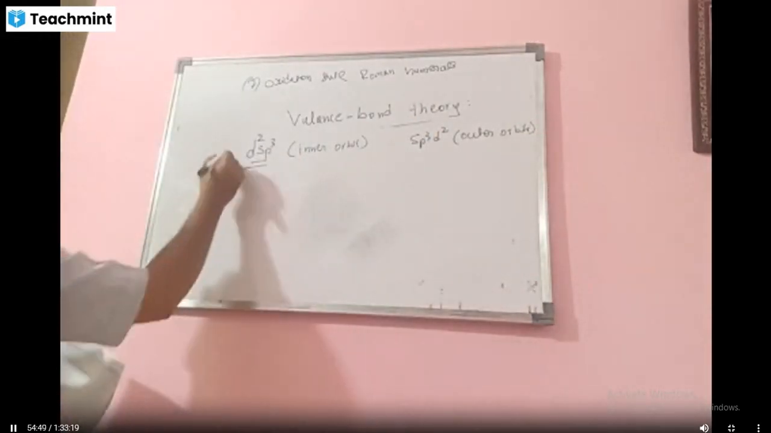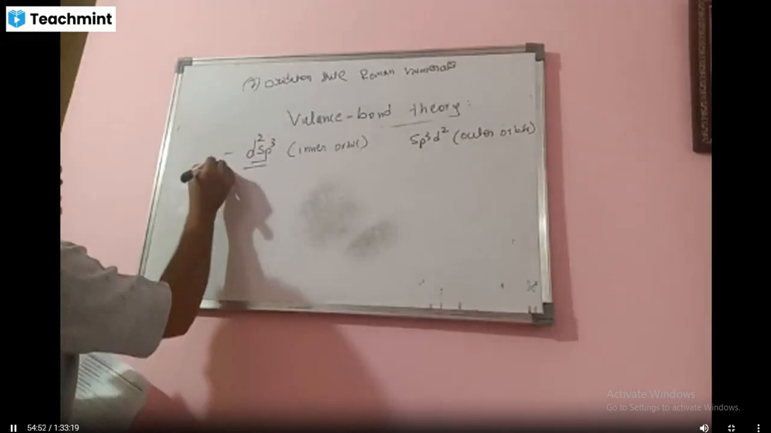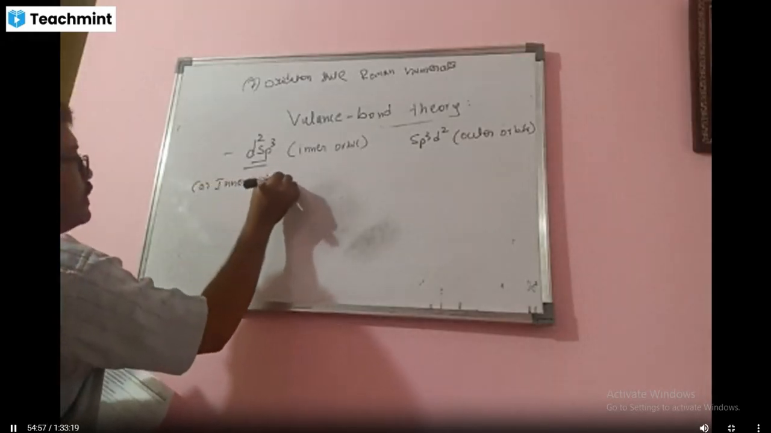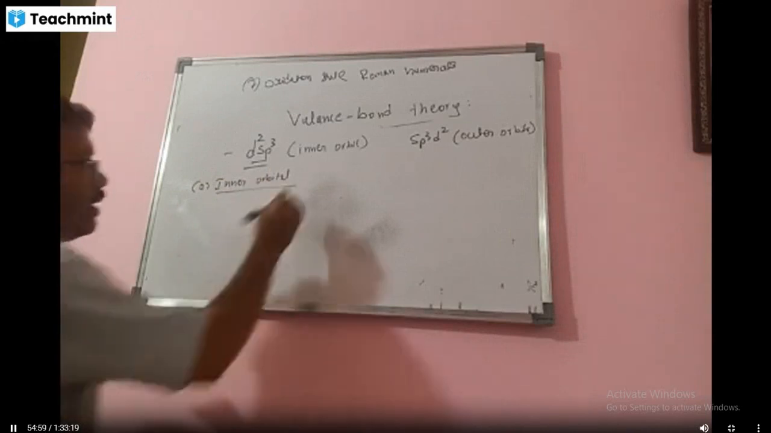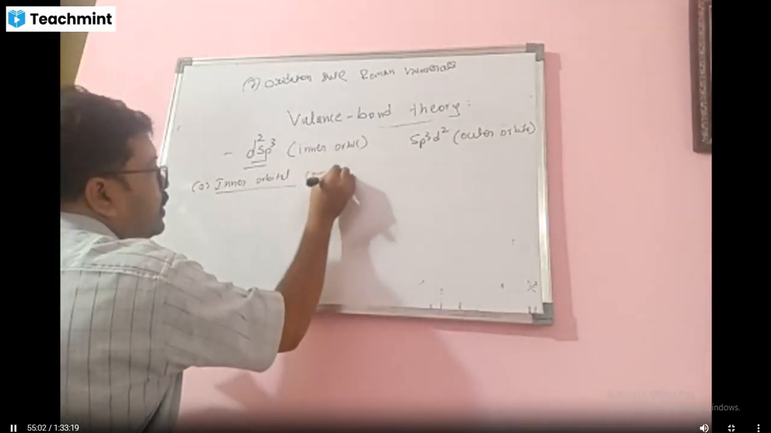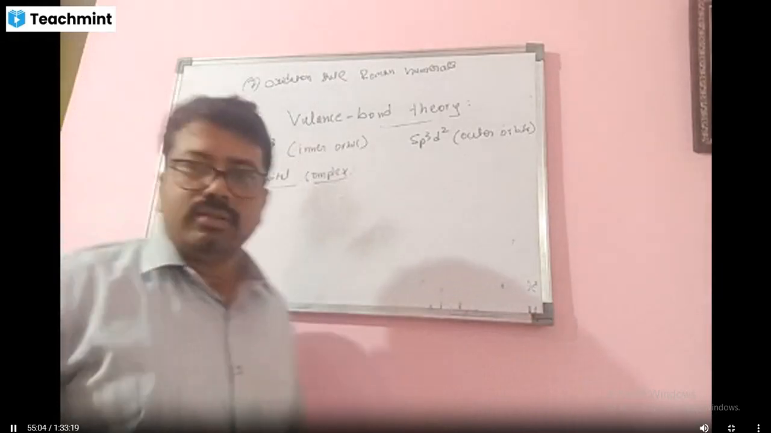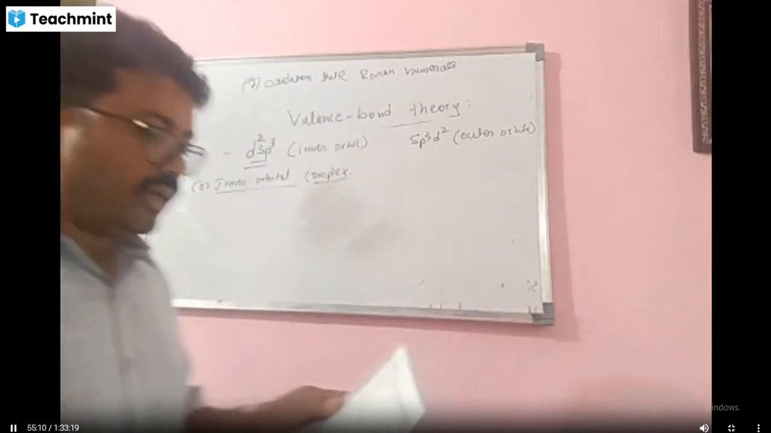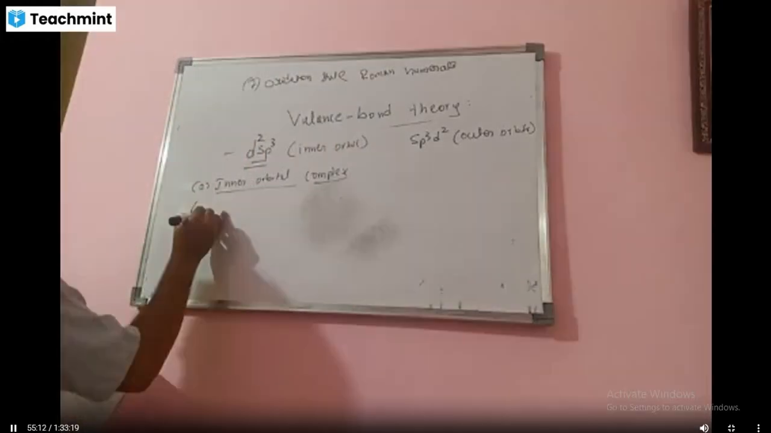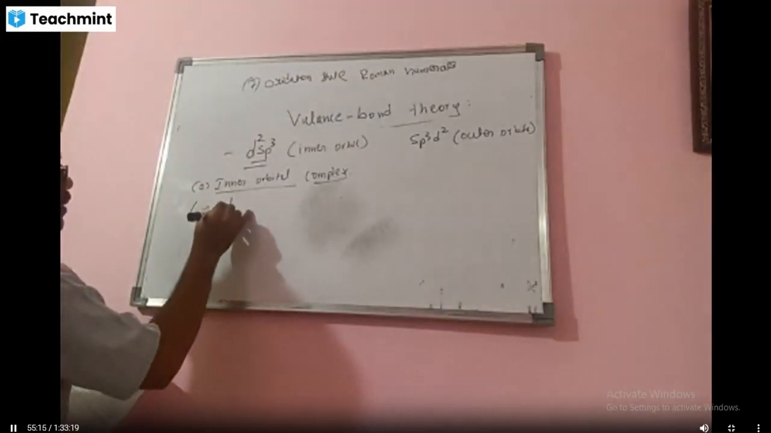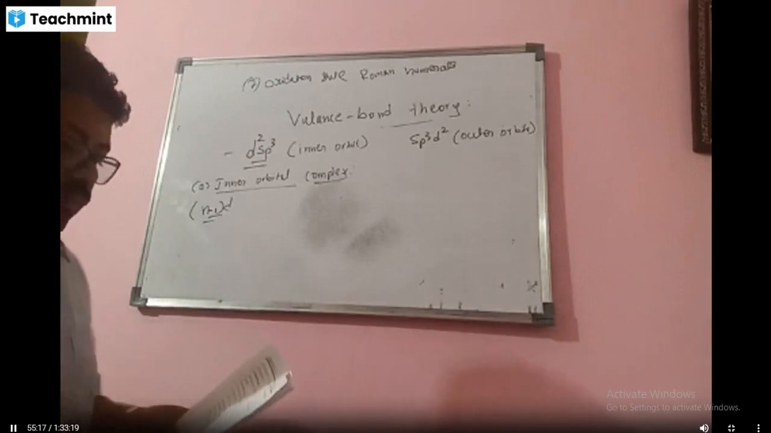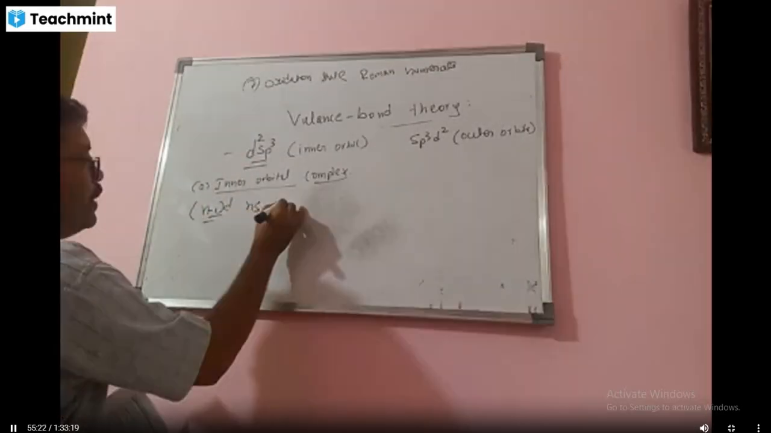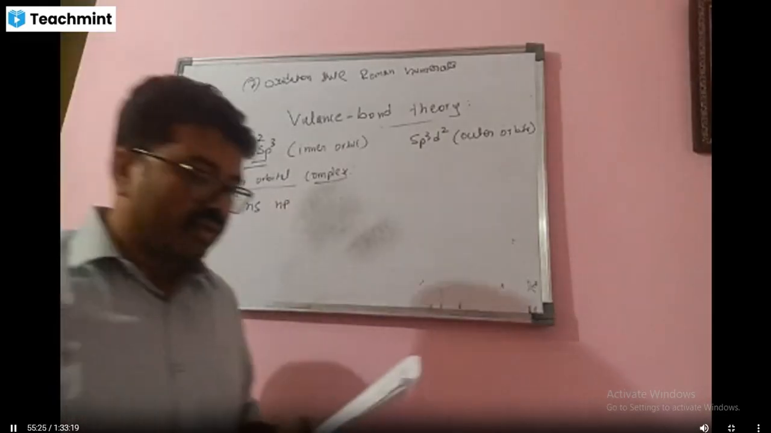First I will take the inner orbital complex. For these complexes, the inner d orbitals, meaning the (n-1)d orbitals, are used here. They form hybrid orbitals with ns and np orbitals for bond formation.